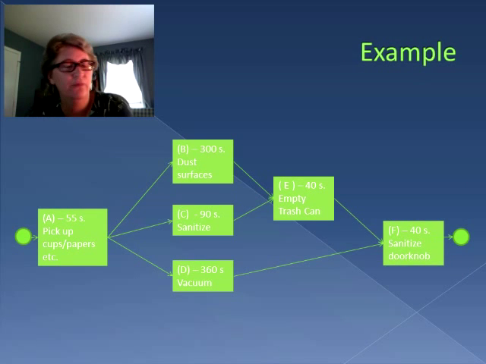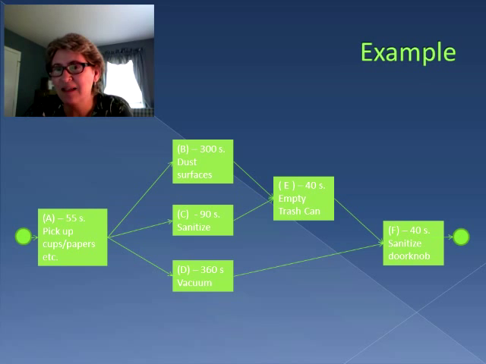So here we have it. Starting with picking up the cups and papers at 55 seconds, activity A, we branch off into 3 different activities. B, C, and D can be done at the same time. B, dusting surfaces, takes 300 seconds. Sanitizing things, activity C, is 90 seconds. And vacuuming, activity D, is 360 seconds. Once we finish dusting and sanitizing, we can empty the trash can, E, at 40 seconds. And finally, once we finish vacuuming and emptying that trash can, we sanitize that doorknob and leave at 40 seconds.